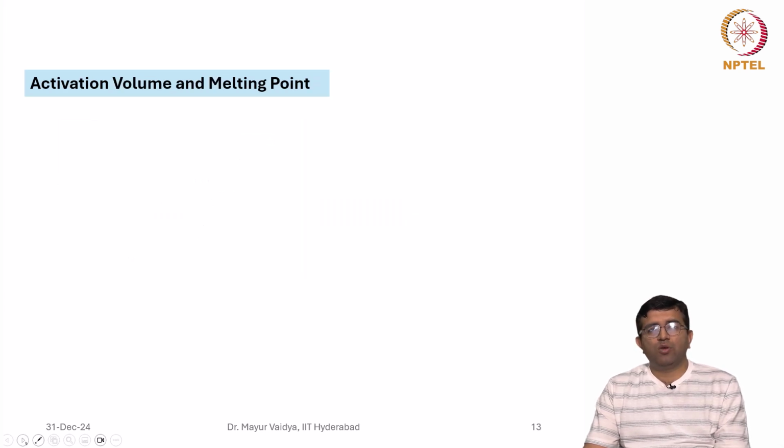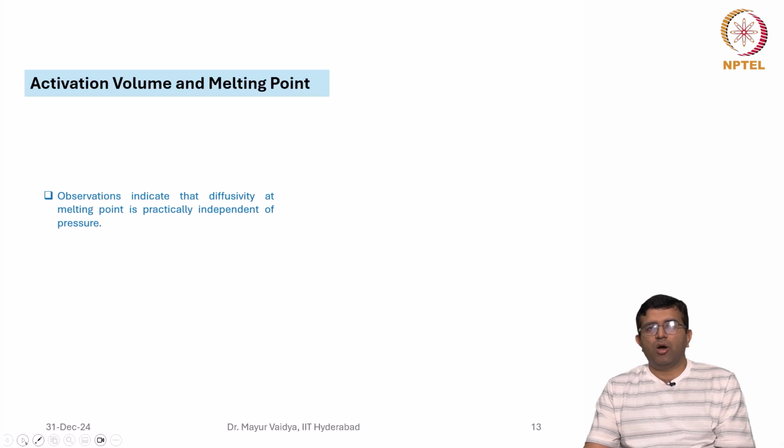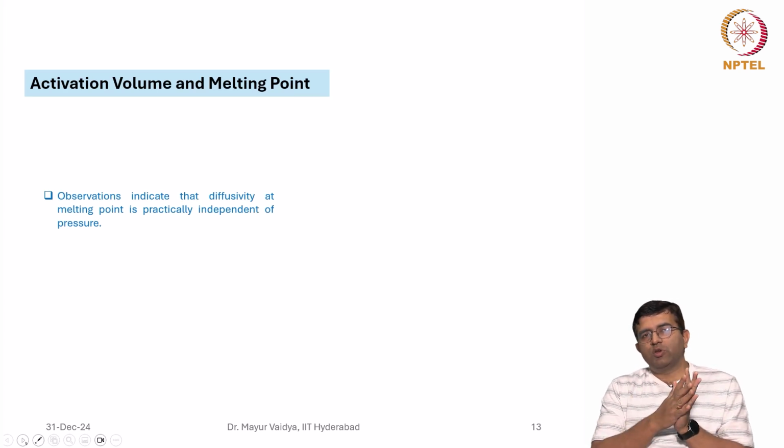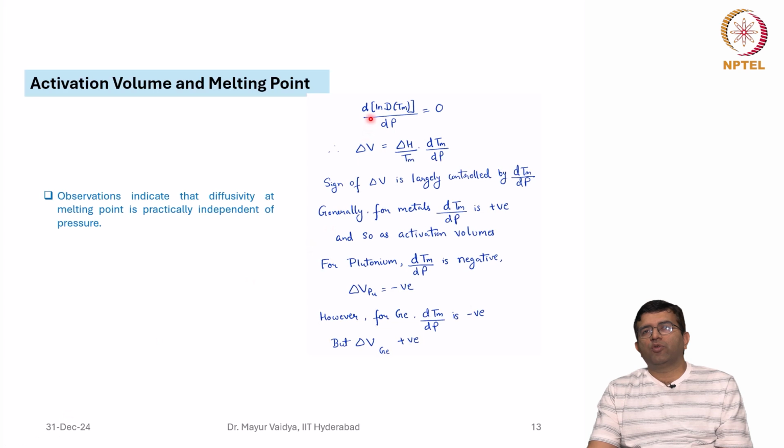Then activation volume and melting point. So some observations indicate that the diffusivity at melting point is practically independent of pressure. So at a melting point, diffusivity does not depend on pressure, and therefore if you write d by dP of ln DTm is equal to 0, you can write delta V is equal to delta H by Tm into dTm by dP. So that means whatever is the sign of dTm by dP should largely determine the sign of the delta V also.